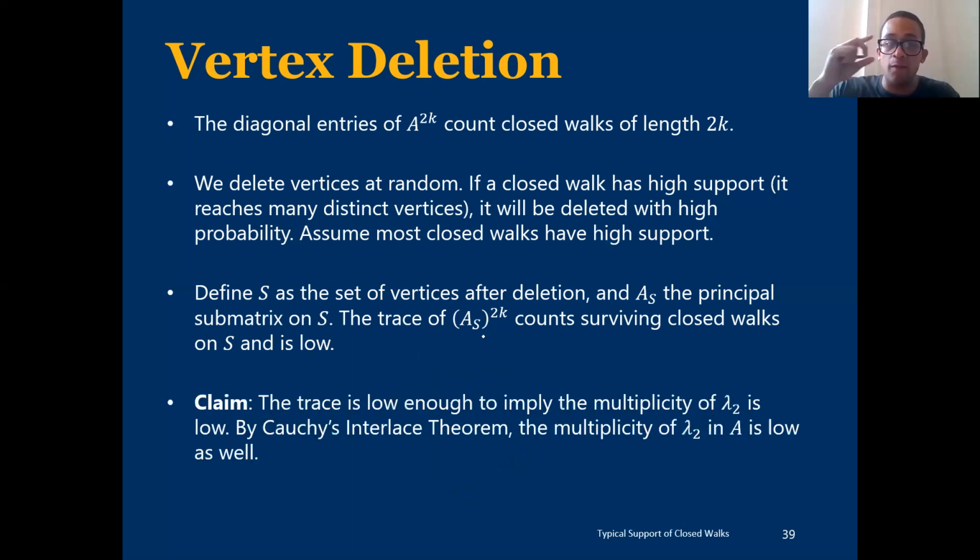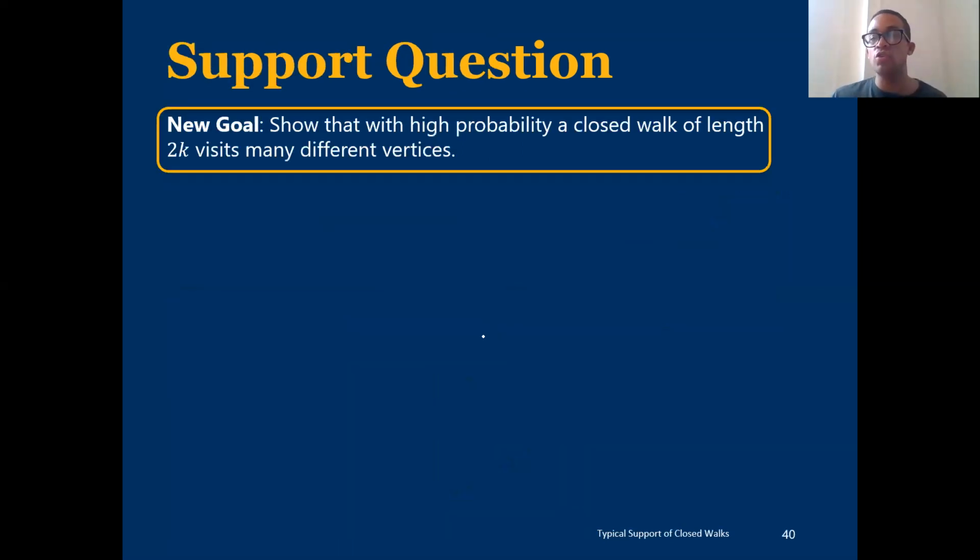So what we claim is that the trace is actually low enough to imply that the multiplicity of lambda 2 is low. And then by Cauchy's interlace theorem, the multiplicity of lambda 2 in A is low as well. Okay, great. So we showed how if we can control the support of closed walks, we can actually bound the multiplicity of the second eigenvalue of the adjacency matrix. So now we'll go back to what I was talking about at the beginning, which is how do you actually show a bound on the support of these closed walks?